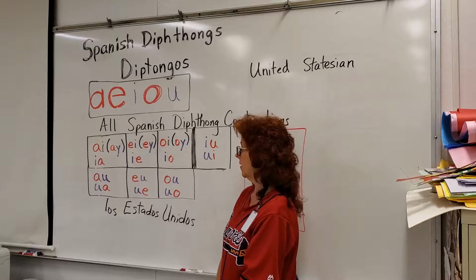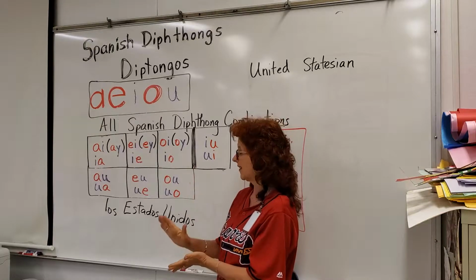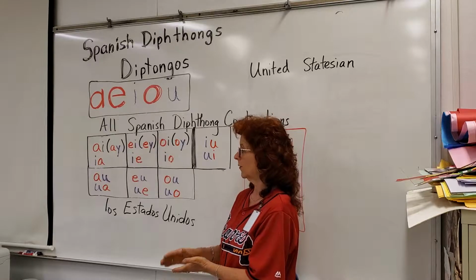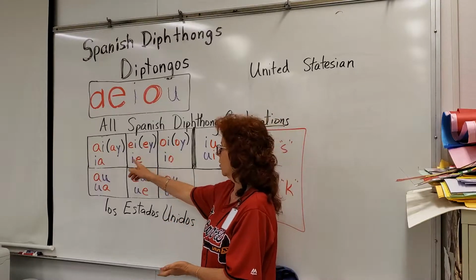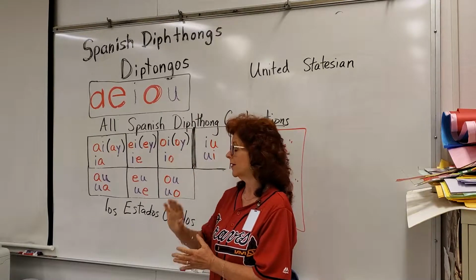Something else you don't see up here is when you have one of these combinations, but one of them has an accent mark on it. Okay, like when you say he's laughing, it's R-I-E, but with an accent on the I, and that's not a diphthong.